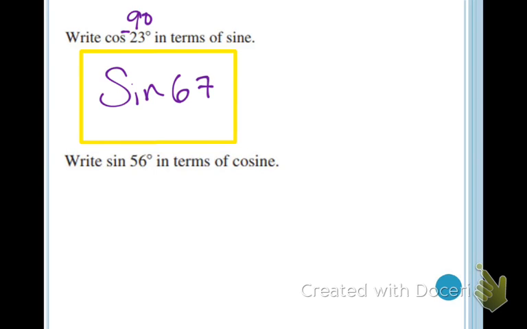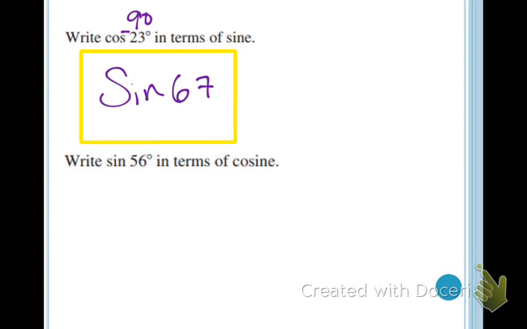How could I check myself that this is correct? You type in sine 67, you type in cosine 23. Type them both in, and they should equal each other. Whatever sine of 67 is, cosine of 23 should equal as well. We're not going to do that here because I know the answer is right because I've done this 4 times today. But here we are.